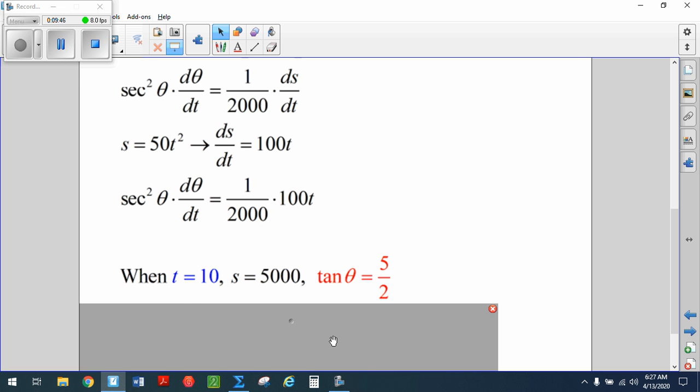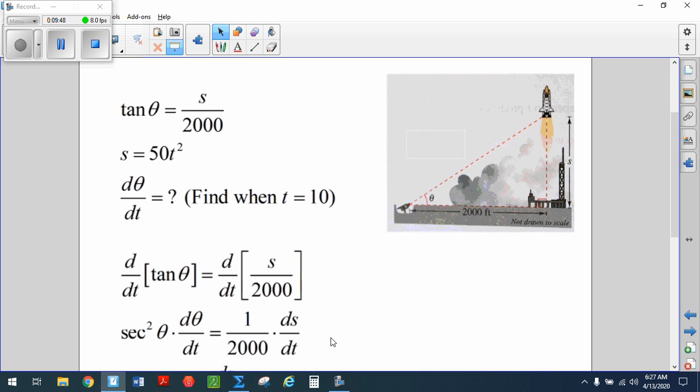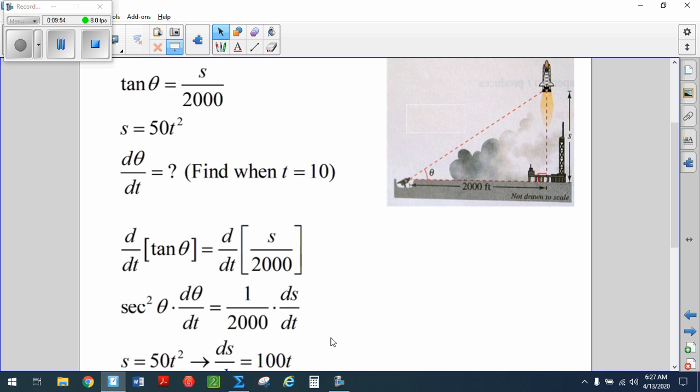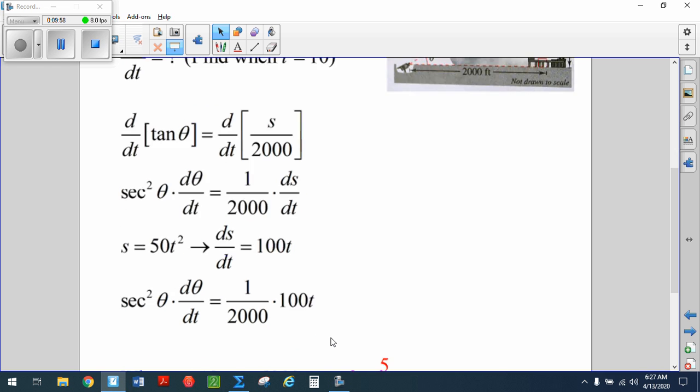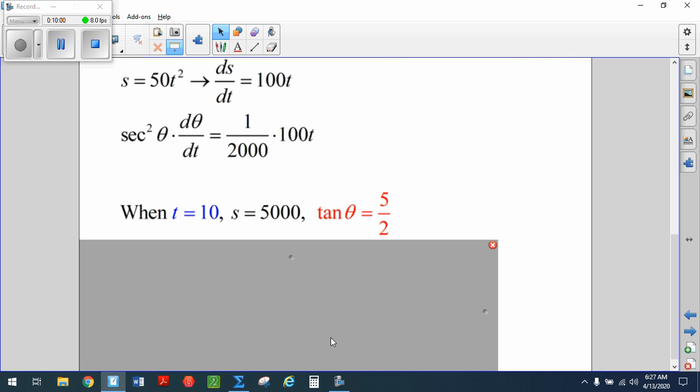When t is equal to 10, I go back up to this diagram, t equals 10, I plug that into 50t squared. So 50 times 100 is 5,000 for s. So tangent theta is equal to 5,000 over 2,000, or 5 over 2. So you can use your calculator to get theta. It's the inverse tangent of 5/2.